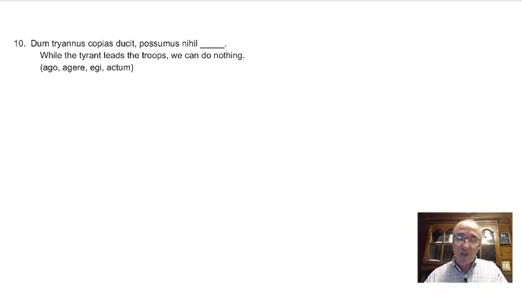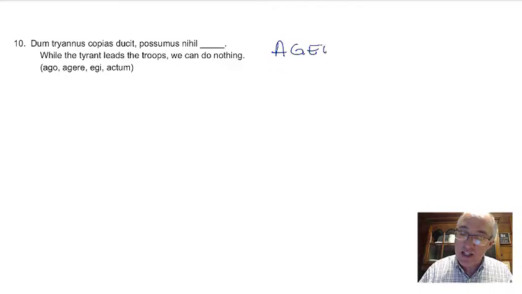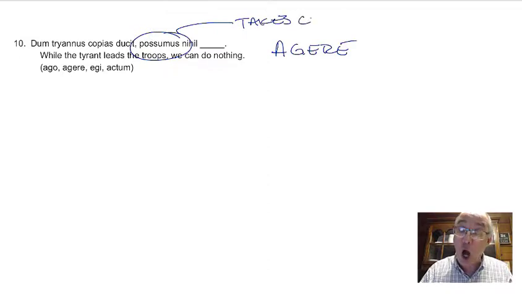Dum tyrannus copias ducit, nihil agere possumus. While the tyrant leads the troops, we can do nothing. This says can, but we know that's the agere. In English, it's not the complementary infinitive, could be. But in Latin, possum, this word here, takes the infinitive, takes the complementary infinitive.